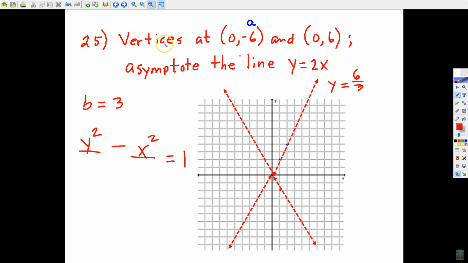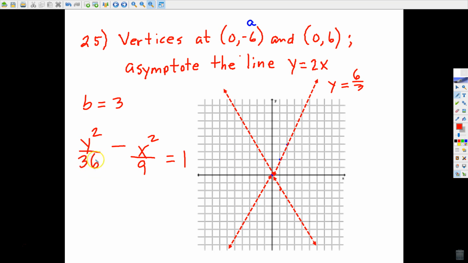36. A represents vertices, and if you square 6, you get 36. So what is b squared? It's going to be 9, because b was 3. Okay? And now you're back to sketching the graph. Do you need to see another graph? Do you know how to get the rectangle?